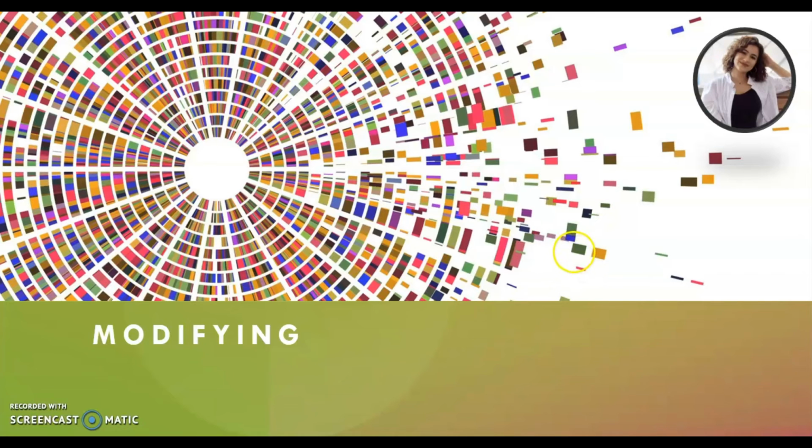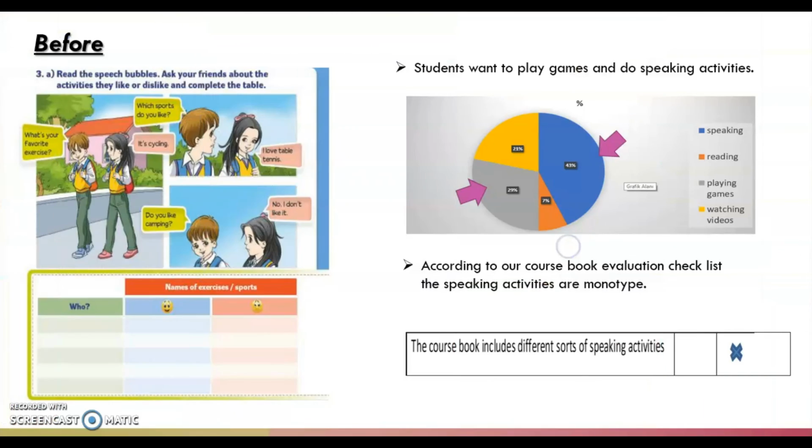Hi everyone, I'm Ayşe. Now I will continue with the modifying part. In the third activity of the book, there is a speaking activity. In this activity, the book asks students to read the speech bubbles and then ask their friends about the activities they like or dislike and complete a table.